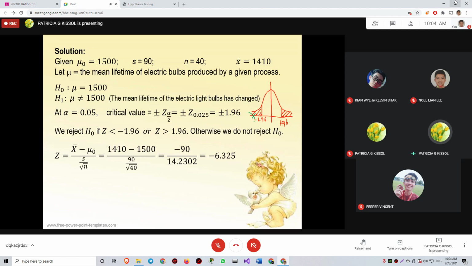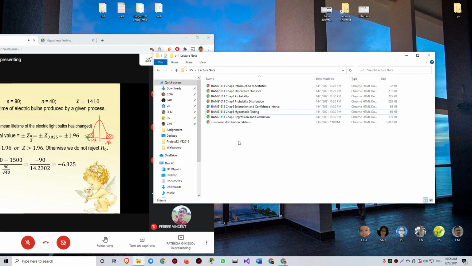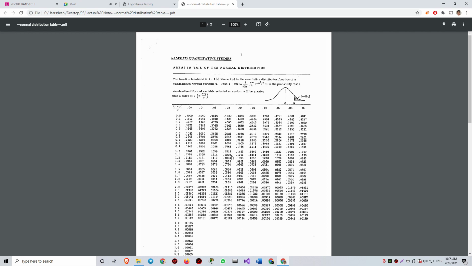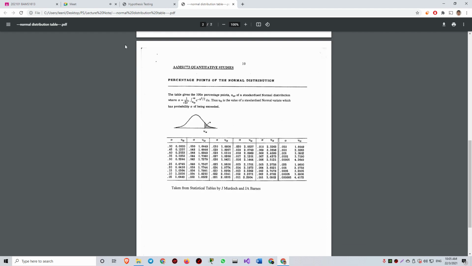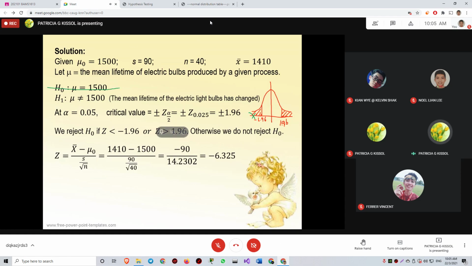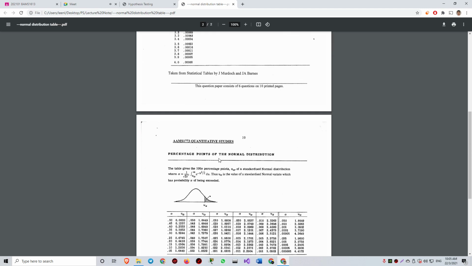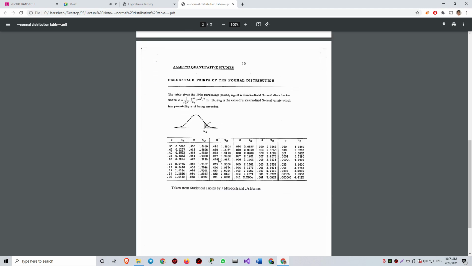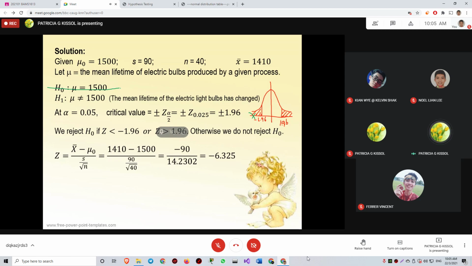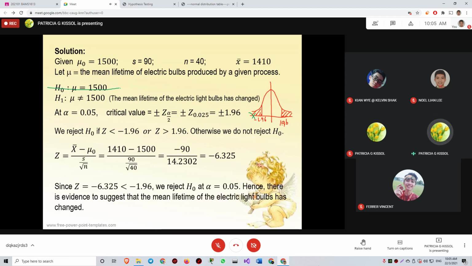And what do we do? We reject the null hypothesis because it is in the rejection region. So you reject this. What is your decision? The lifetime of the light bulb has changed. So this is our conclusion. But very importantly, you must write this: state your decision to reject, and the conclusion is the second sentence.